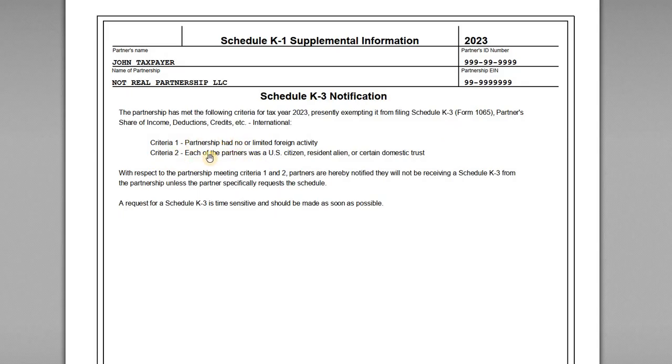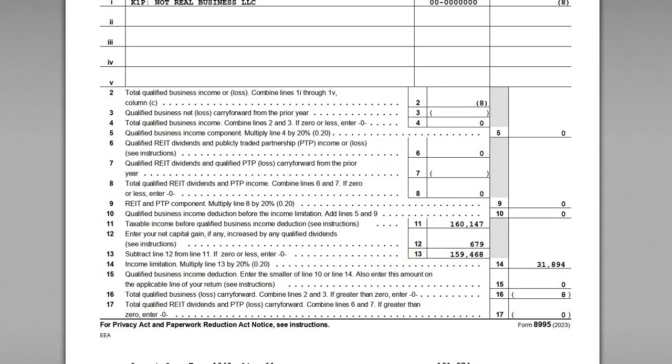tax return. So criteria 1, partnership had no or limited foreign activity. And then in criteria 2, each of the partners is a U.S. citizen, resident alien, or domestic trust. So if you meet all of these requirements at the partnership level, then they don't have to do the K2 and K3. But as it's noted down here, right, if you want the K3, you can request that the partnership provide one, but it has to be done in a timely manner. In our case, we're not going to need it, so we're not going to ask for it. Okay, so that's all of those items.